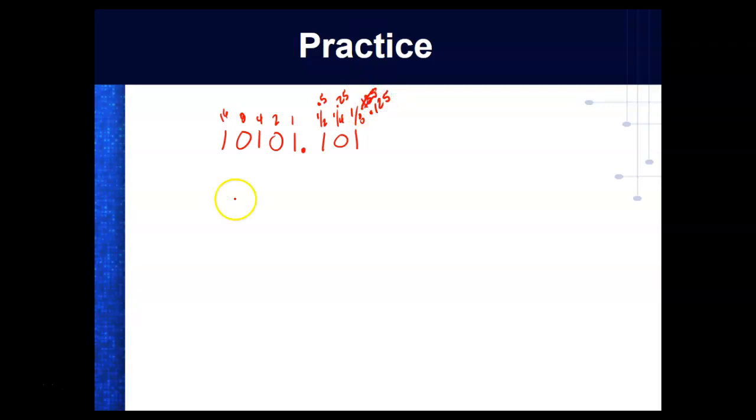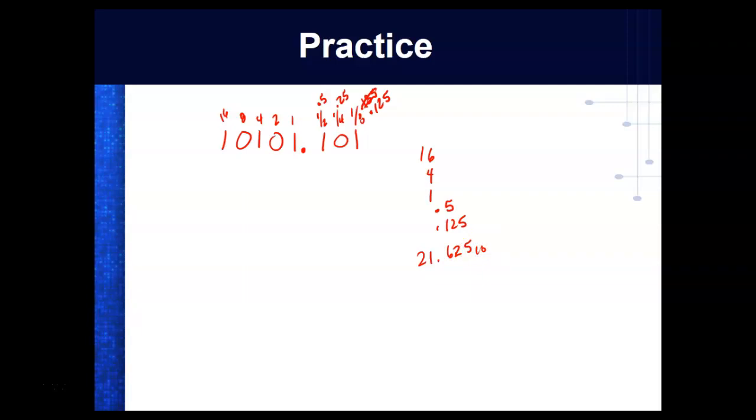So what we would do on this one is, what would we add together? We would add 16. We would add 4. We would add 1. Now, some of y'all can do that in your head. I can see that that's 21. And then I would add 0.5. And 0.25, then I won't add 0.25 because it's got a zero. And then I'd add 0.125. So what would this be? This would be 21.625. And this would be the decimal equivalent of that.